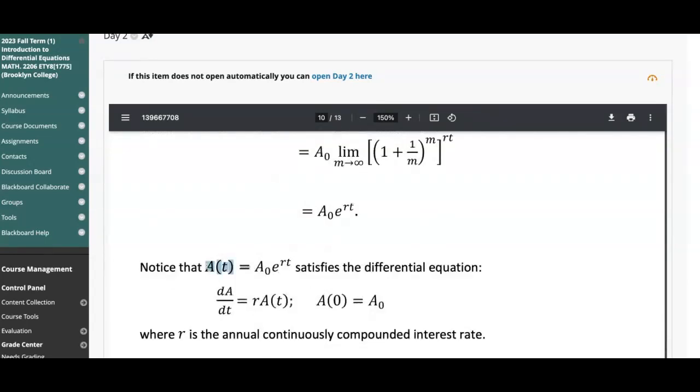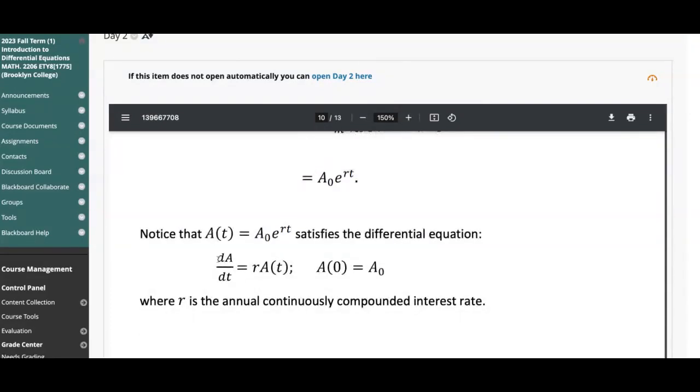All right, so notice this. We have this formula: A of t equals A naught e to the RT. A naught represents the initial value, R represents the annual interest rate, and T is how many years. And this satisfies this differential equation: dA over dt equals R times A of t. Because when we differentiate this, we get R times A naught e to the RT, which is R times A of t.